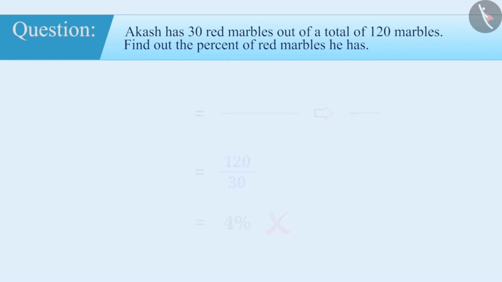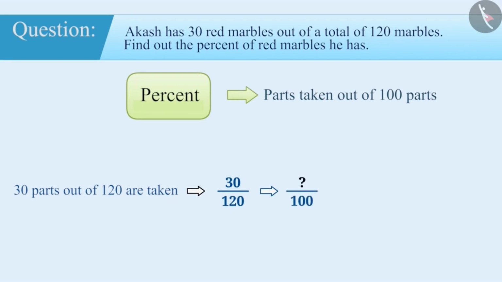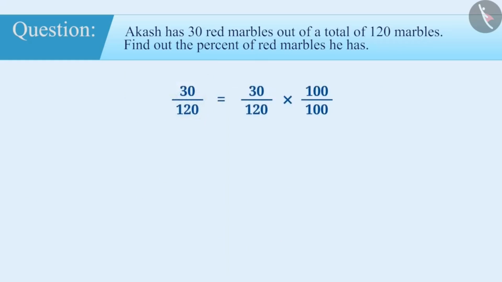Let us find out the correct answer. Percent means the number of parts taken out of 100 parts. Here, 30 parts are taken out of 120. So, we will find out if 30 parts are taken out of 120, then how many parts will be taken out of 100? To find out, we will multiply 30 by 120 with 100 by 100.